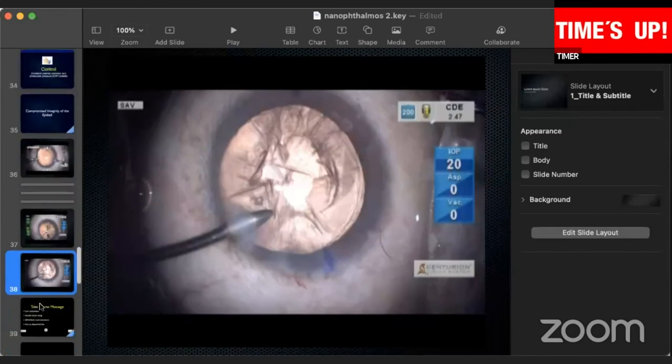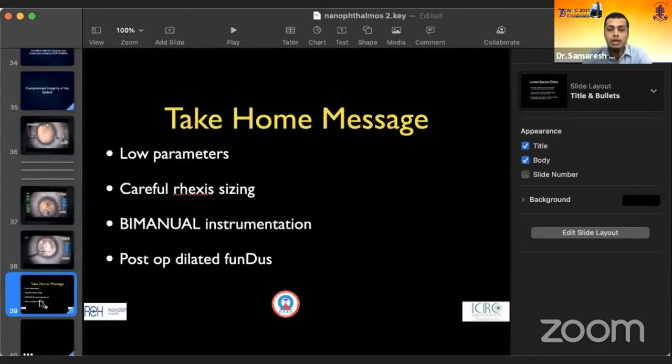So just to summarize my very last two points, keep your parameters low for all eyes, small or big. Please handle your incisions properly: slightly larger for a hyperopic or nanophthalmic eye, slightly smaller for a myopic eye. And bimanual is my preferred choice of instrumentation when it comes to any eye, but a compromised eye for sure.